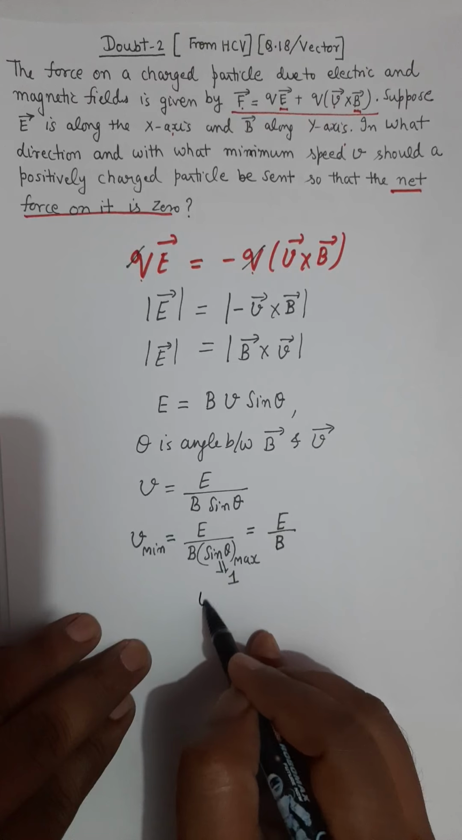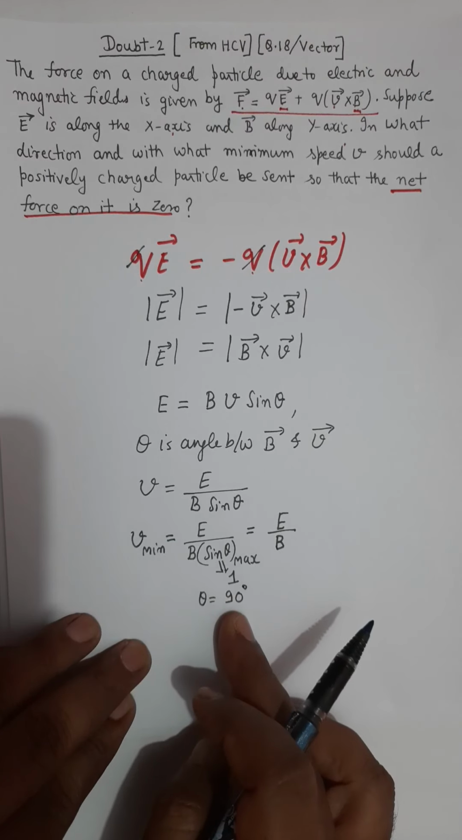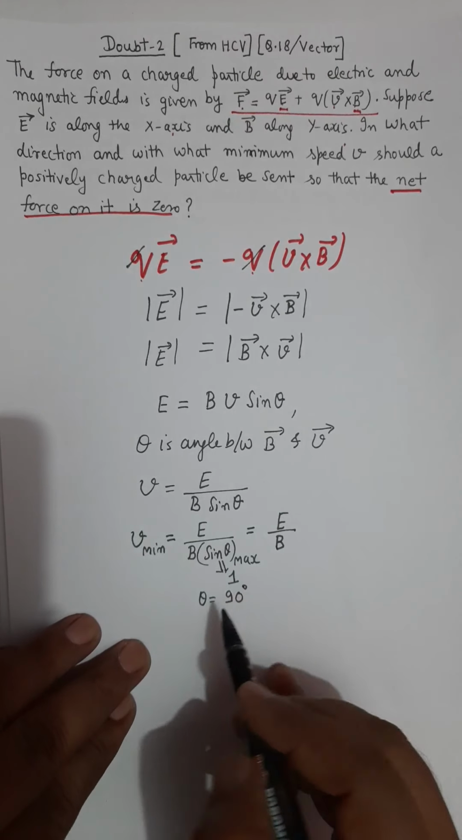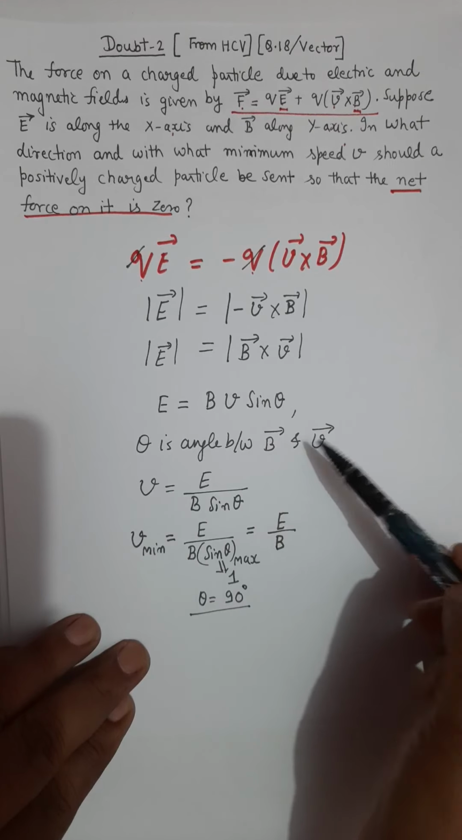And that appears when theta is considered to be 90 degrees. So if you take theta equal to 90 degrees, you will get a minimum value of V equal to E by B. And this theta was nothing but the angle between B and V.